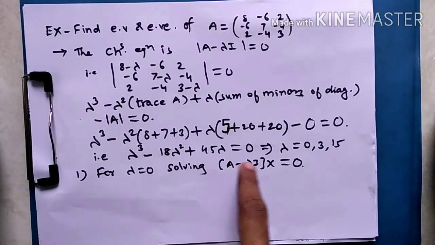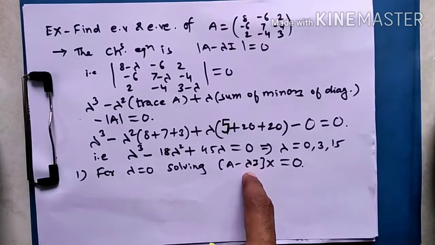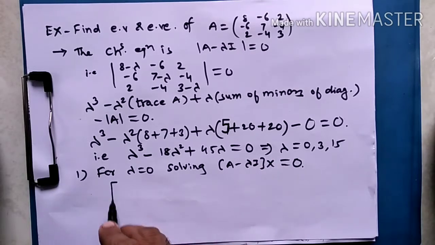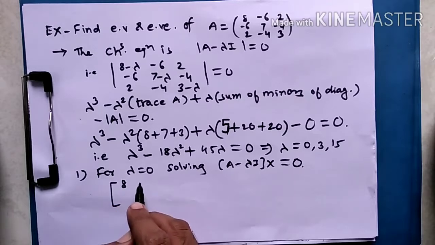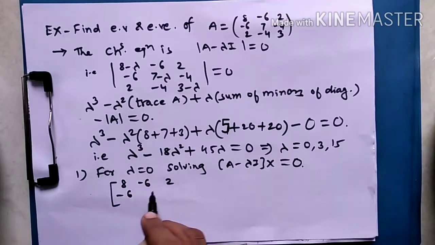Now we have to write this matrix by substituting lambda equal to 0. If you put lambda equal to 0, there will not be any change. You will get the actual matrix here again.